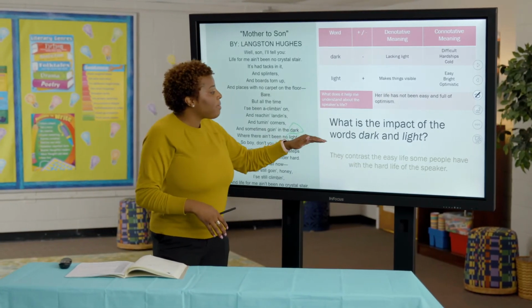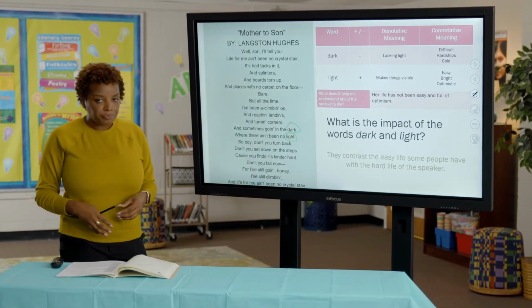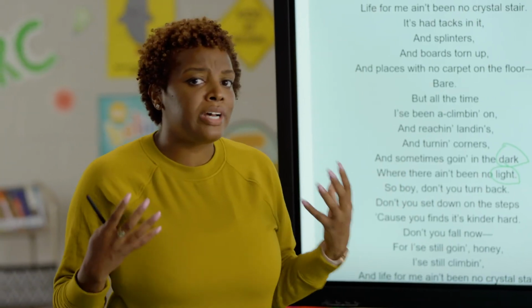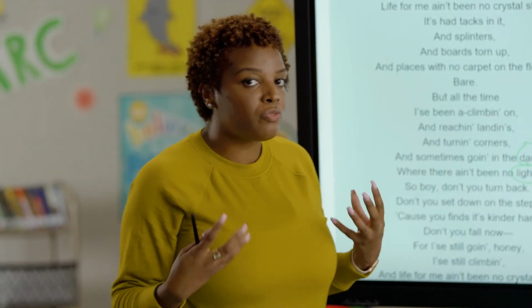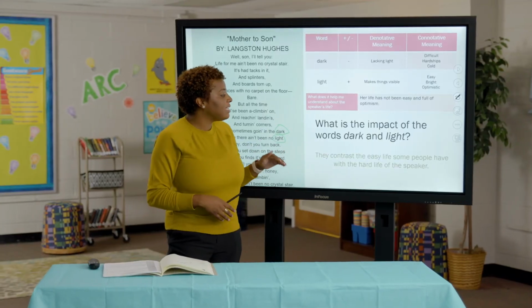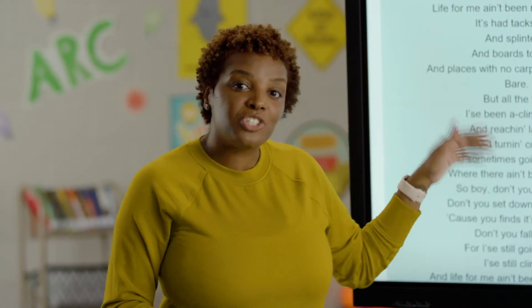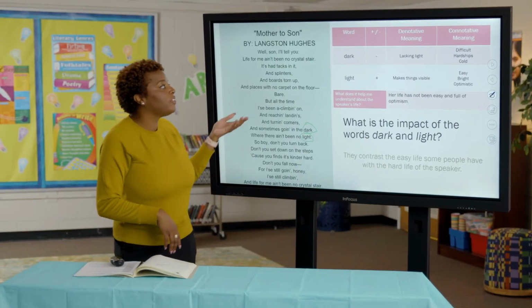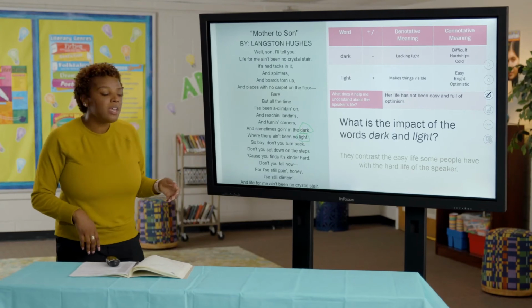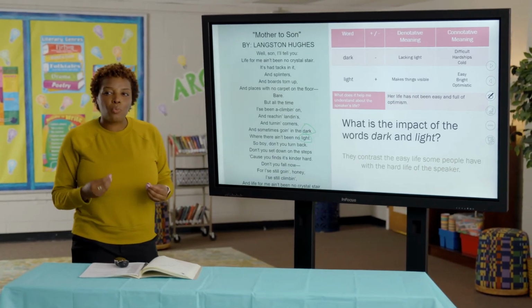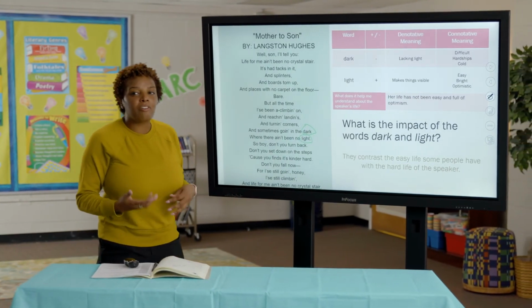So what is the impact of the words dark and light? Essentially what Hughes does here through his use of language and his use of words is contrast the easy life some people have with the hard life of the speaker. So hopefully you were able to pull out some additional examples as you read through the poem of different connotative and denotative meanings and the impact that the word choice had on the meaning of the poem.